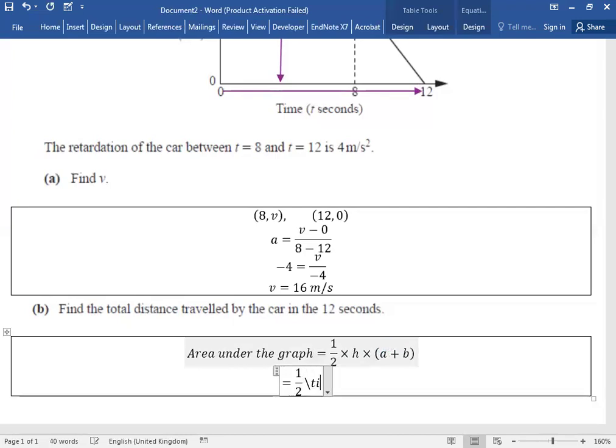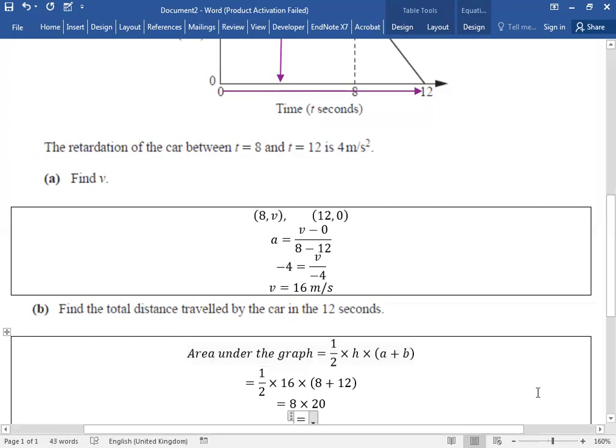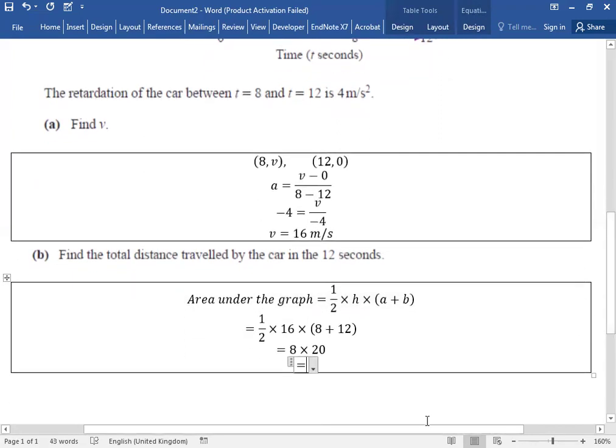So my height in this case is V, which is 16. One parallel side is 8, the other is 12. Half and 16 cancelled out, 8 times 20. So the distance traveled is 160 meters. Is this clear?